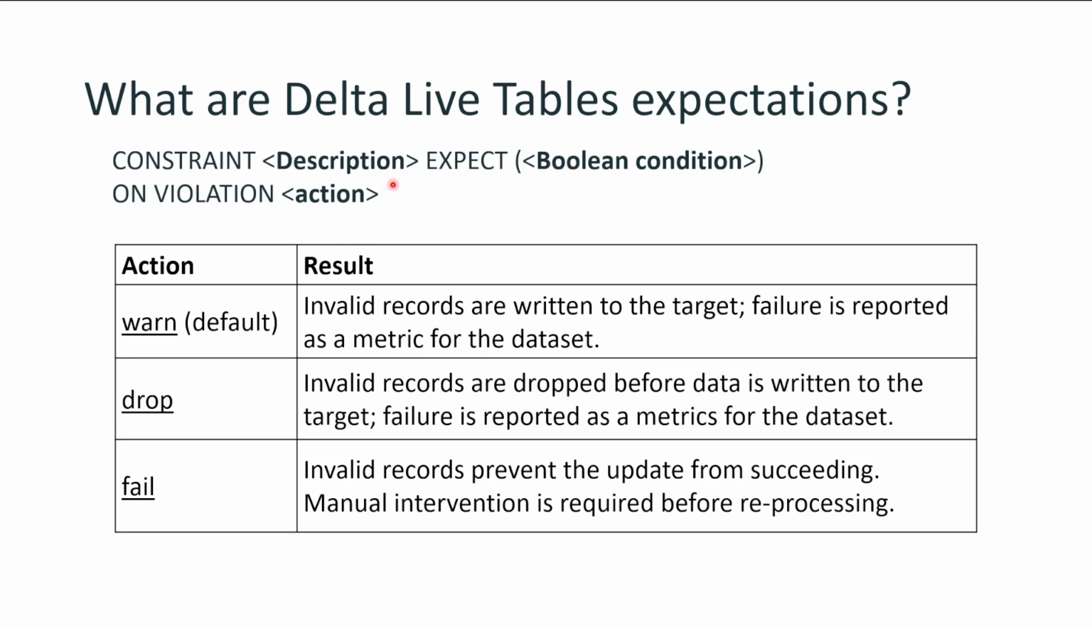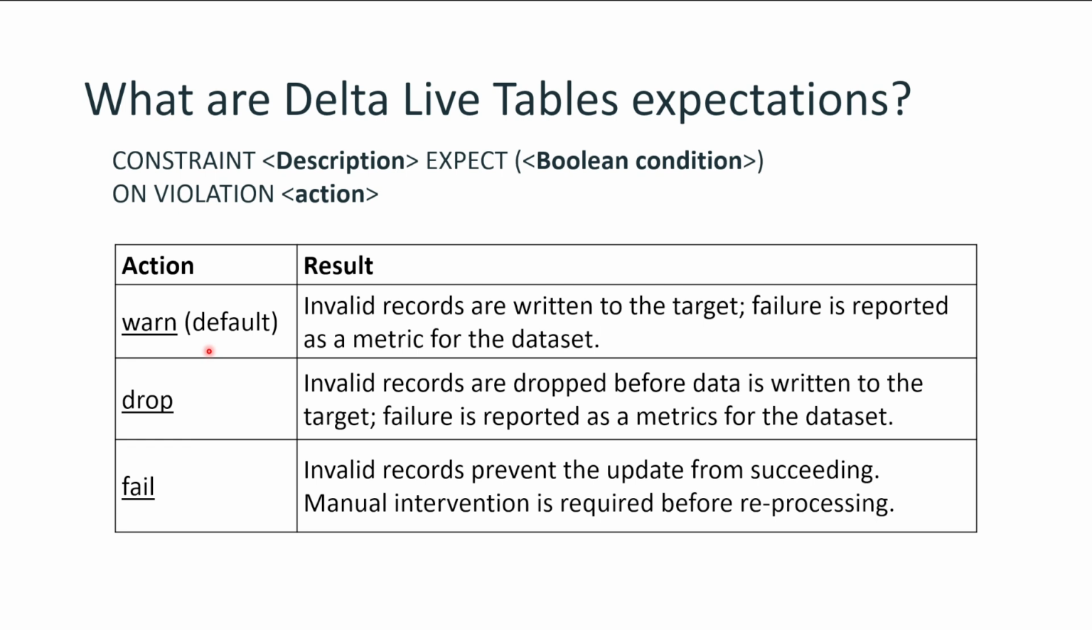A description, which acts as a unique identifier and allows you to track metrics for the constraint. A boolean statement that always returns true or false based on some stated condition. An action to take when a record fails the expectation, meaning the boolean returns false. The action could be of three types: warning, drop, or fail.